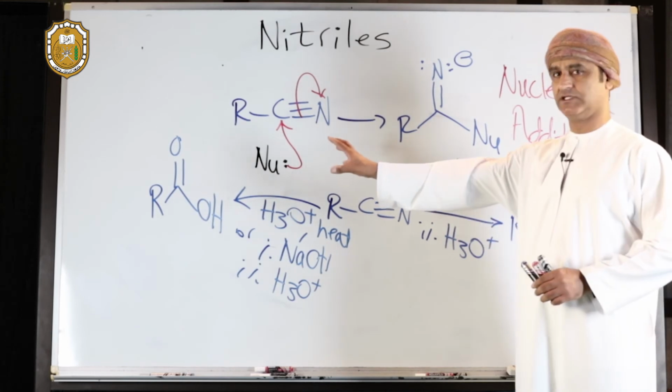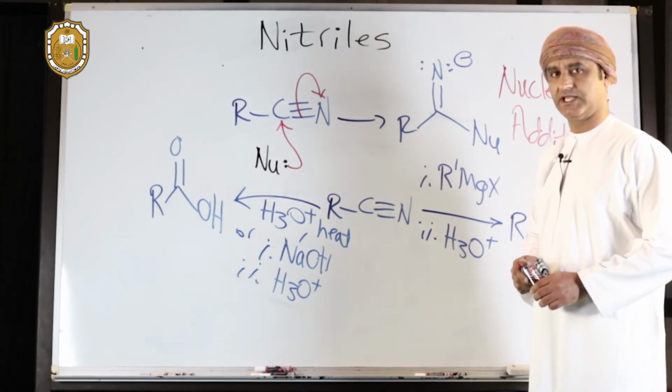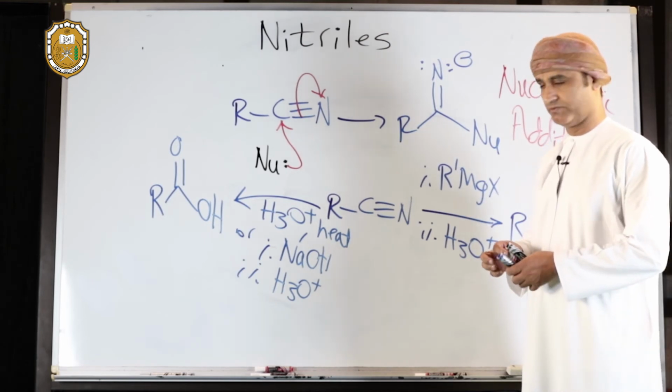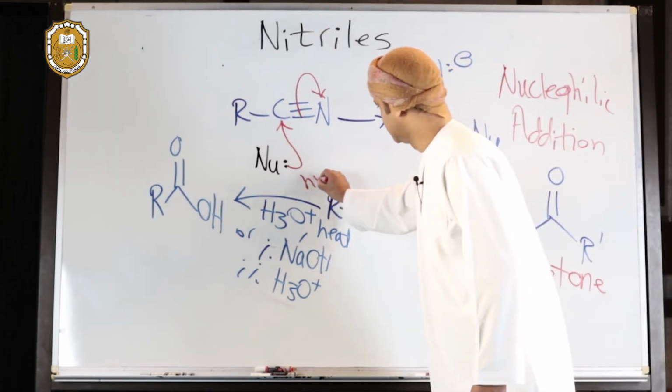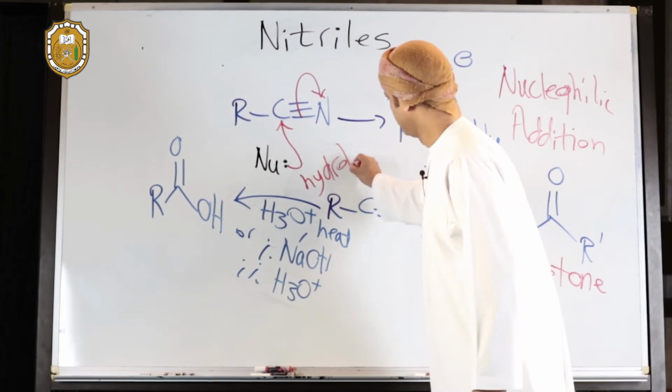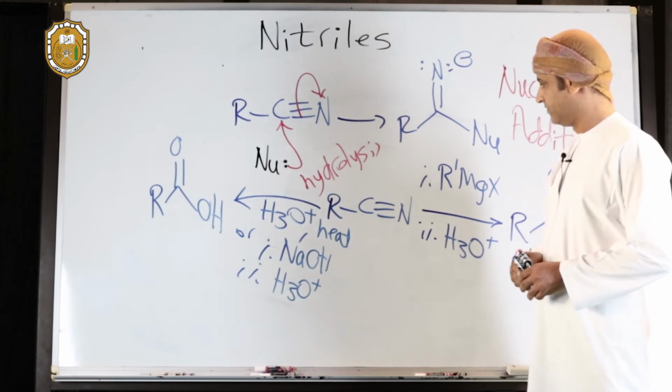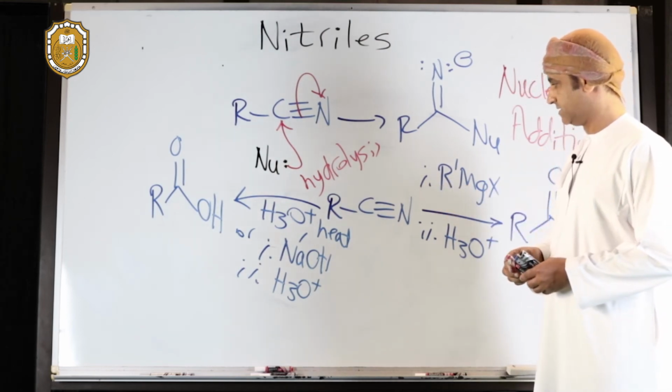Nitriles can be converted into the corresponding carboxylic acids with the same number of carbons, obviously, by either acidic hydrolysis or basic hydrolysis. So these are hydrolysis reactions for the conversion of nitriles into carboxylic acids.